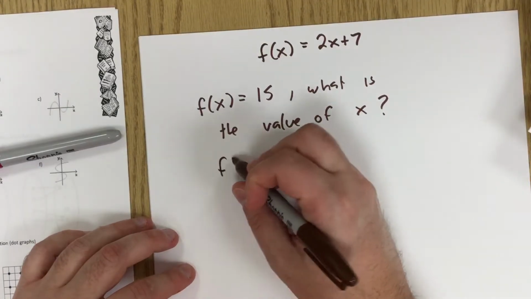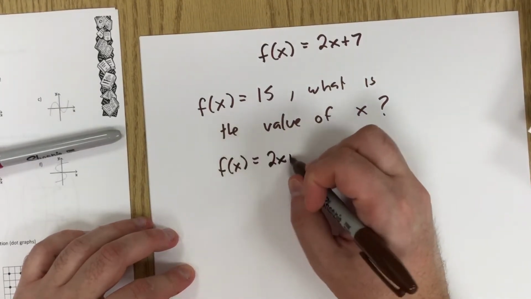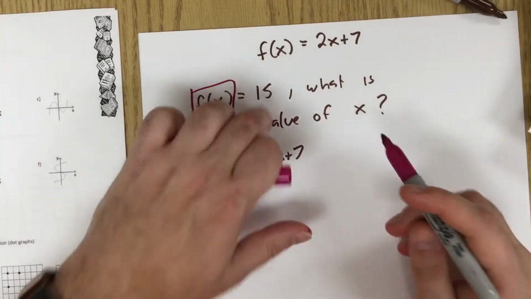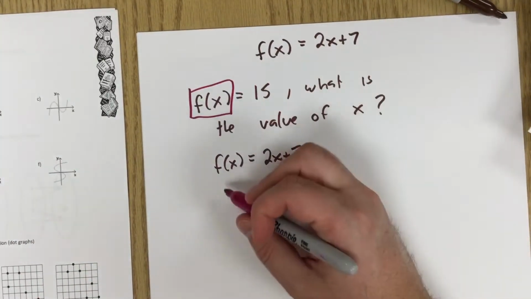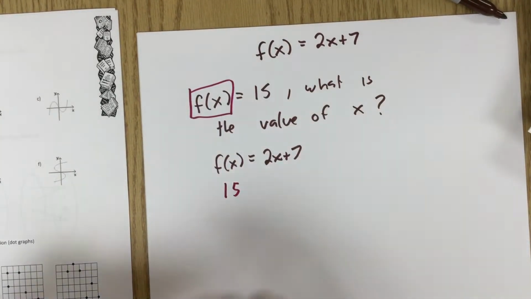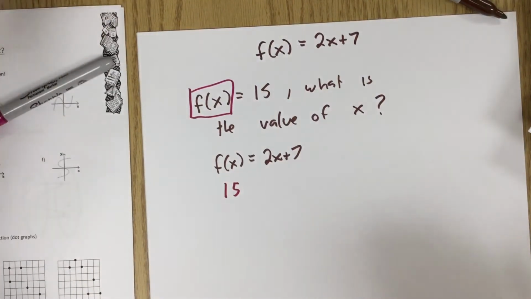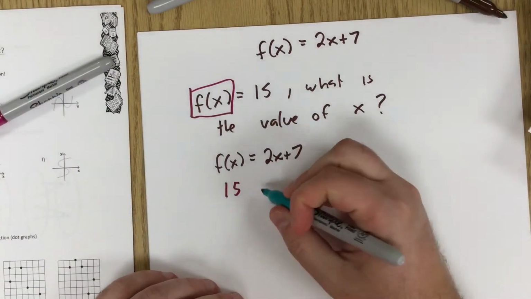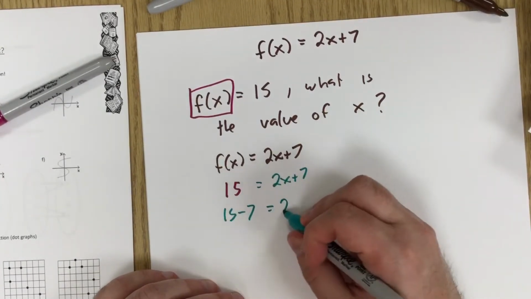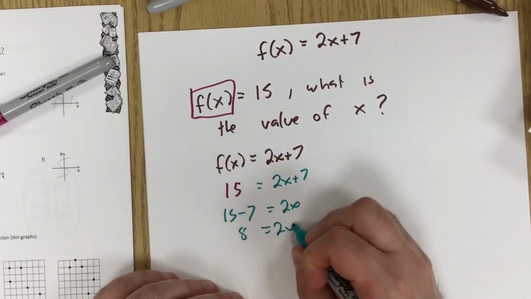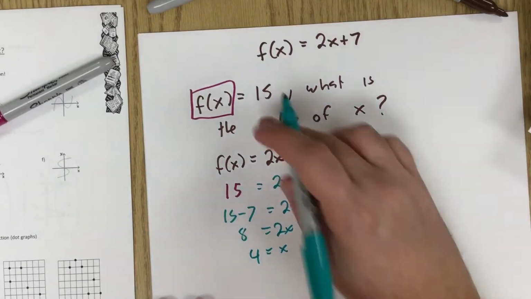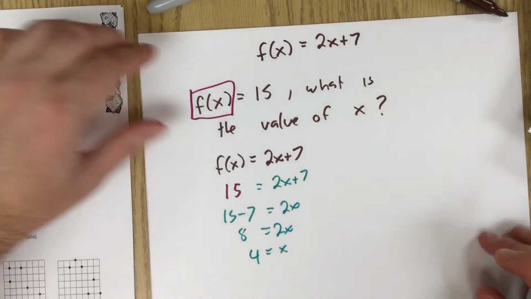so we have f of x is 2x plus 7, and this whole f of x thing becomes 15. So that's what becomes 15. It's not 15 times x or anything like that. The f of x is what becomes the 15. So 15 would be equal to 2x plus 7. 15 minus 7 equals 2x. 8 equals 2x. x equals 4. So if f of x equals 15, then x equals 4.